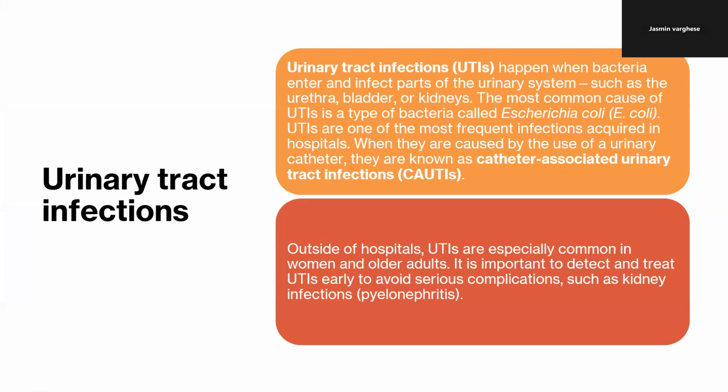Urinary tract infection or UTI happens when bacteria enter and infect the parts of the urinary system such as the urethra, bladder or kidney. The most common cause of UTI is a type of bacteria called Escherichia coli, or E. coli. UTIs are one of the most frequent infections occurring in hospitals, and when they are caused by the use of a urinary catheter, they are known as catheter associated urinary tract infection. Outside of the hospitals, UTIs are especially common in women and older adults.